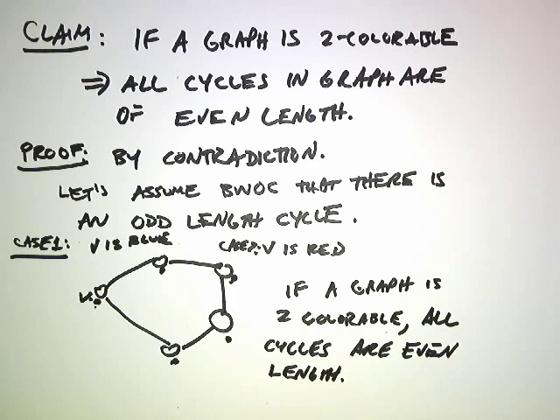And we're going to prove in the next video something more interesting. We're going to prove the converse, namely that if all cycles in the graph are of even length, then it is two colorable.